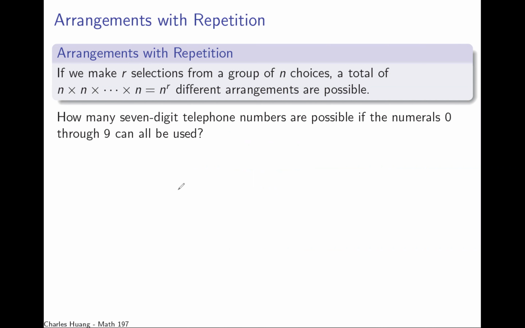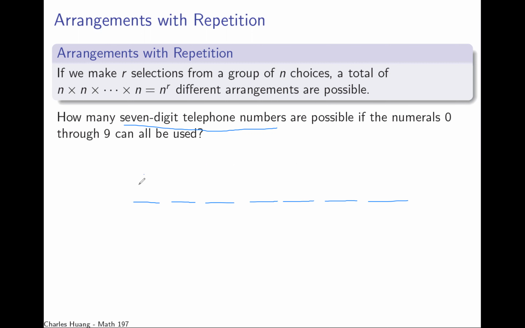Let's think about telephone numbers, a 7-digit telephone number. If we think about a 7-digit telephone number, we can imagine that there are 7 blanks where we can put in different numerals, different digits. I can have anything from 0 to 9. Suppose anything from 0 to 9 is possible.